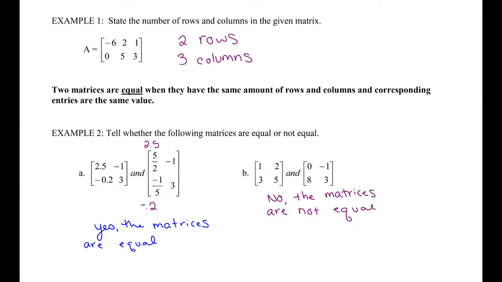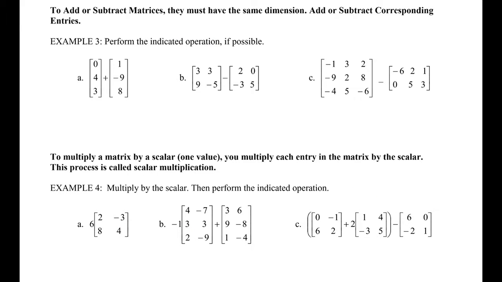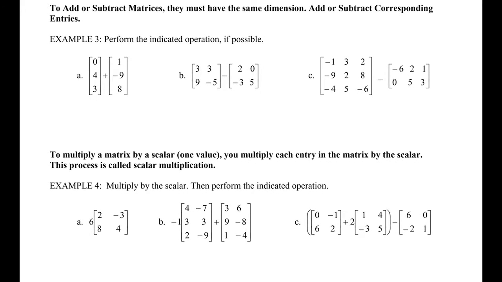Let's look at the next page where we're going to add and subtract and multiply matrices. To add or subtract matrices, they must have the same dimension, and then you will add and subtract the corresponding entries. So for part A, we have a 1 by 3 matrix, and they're both the same dimension, so I can add them together. I'm going to add the corresponding entries, and my answer will also be a matrix.